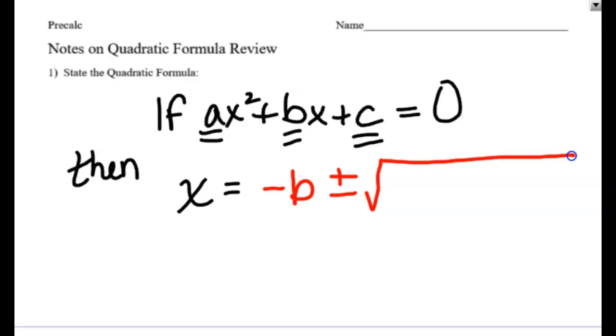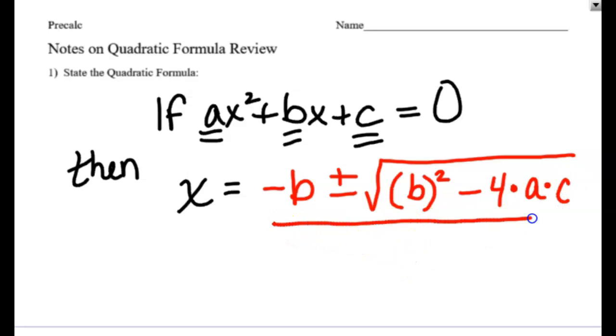The square root of, now you have to square b. If it's negative, you will need parentheses. So I just always write the parentheses, b squared. And then this back here is minus 4. And the 4 is part of the formula. It's not a 4 from anywhere in the equation. And then times the a value times the c value. And it all goes over 2 times the a value.